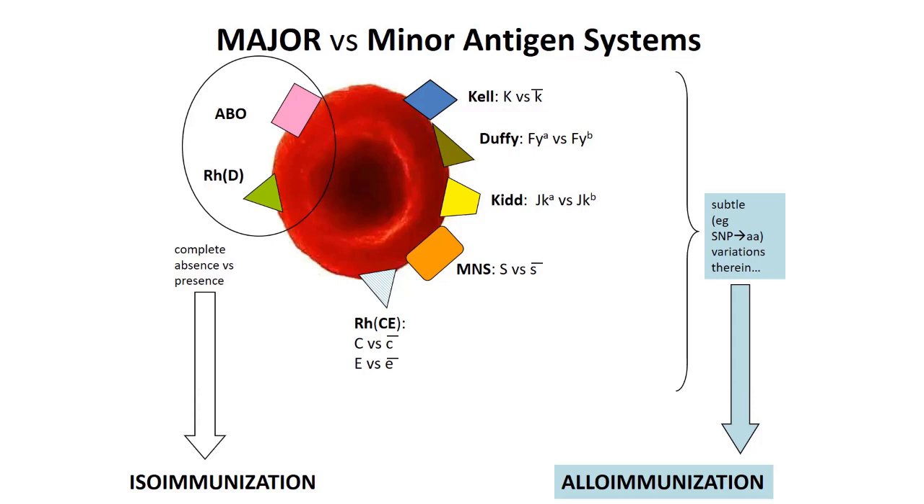On the right-hand side are examples of alloimmunization. These are subtle changes in molecules shared between donors and recipients, but nevertheless immunogenic, significantly less so, at an odds of maybe 1 to 10% per disparate antigen exposure in a pregnancy or transfusion encounter.